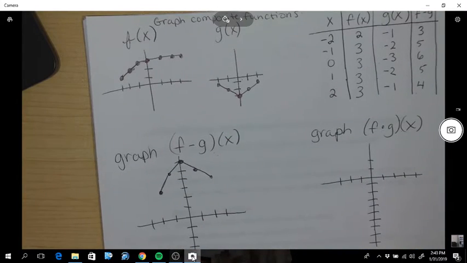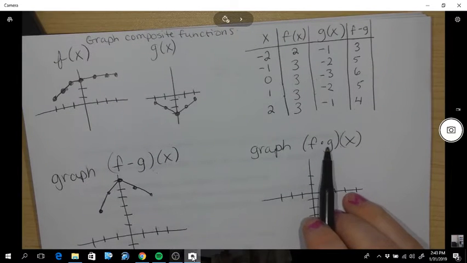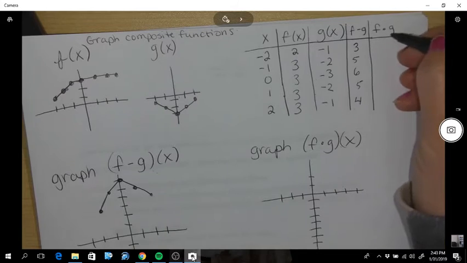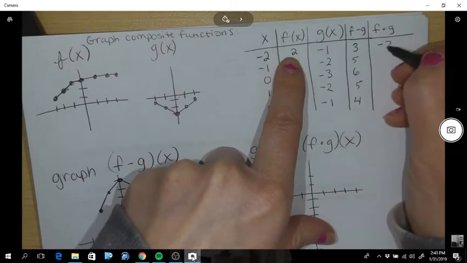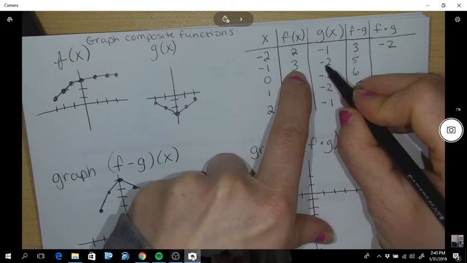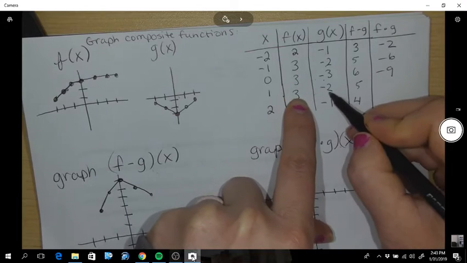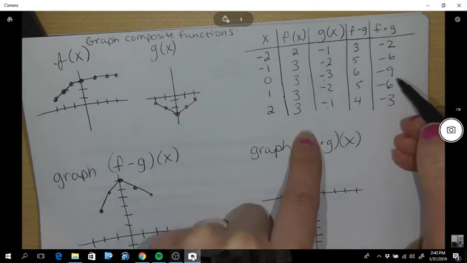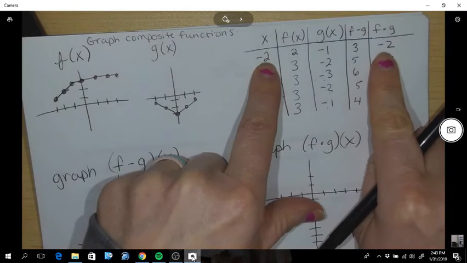Okay, now this asks us to do the operation of multiplication. So if I multiply, 2 times -1 is -2, 3 times -2 is -6, 3 times -3 is -9, 3 times -2 is -6, and 3 times -1 is -3. Okay, so this function will have the point -2, -2.